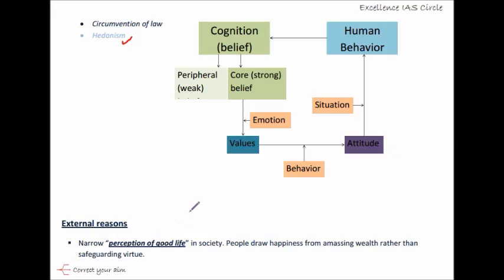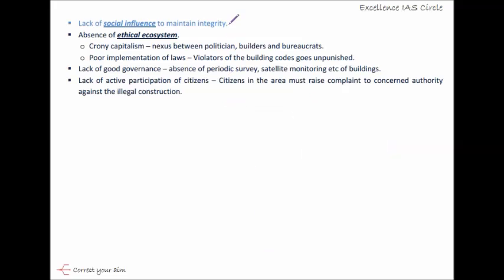Then you will come down to external reasons, as we talked about before, that narrow perception of good life in society. Then, depending on the context, as I told you, you will elaborate. And the context here is that people draw happiness from amassing wealth rather than safeguarding their values and virtues, as these builders are doing here. Then you can go on to social influence, which is not fitting here because this is an isolated case of building code being violated by a few people, builders and others. If there would have been a generalistic case of corruption, that why do people do corruption? Then you can say there is absence of social influence, right? But in this case, it doesn't fit, so you can avoid it.